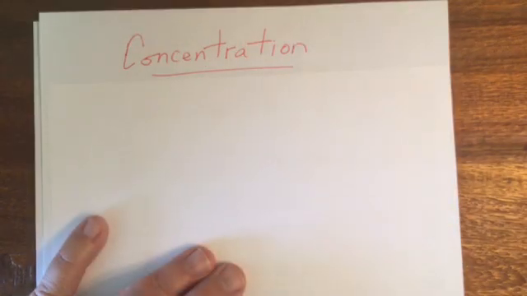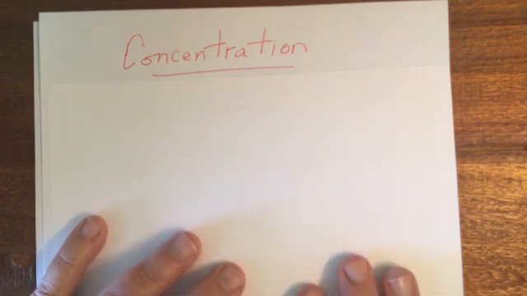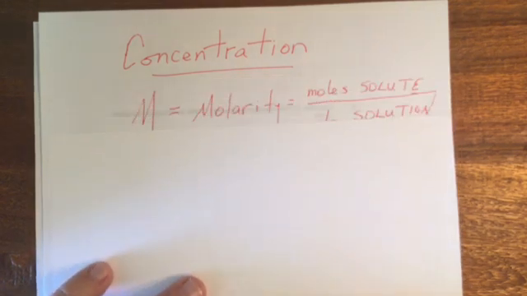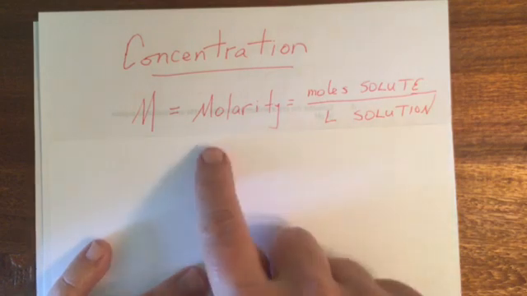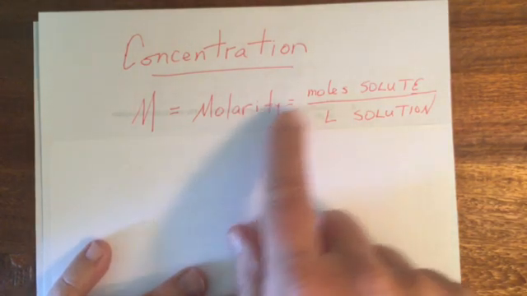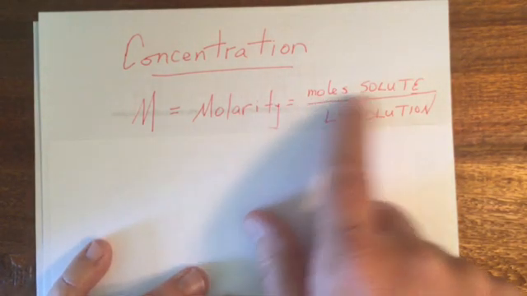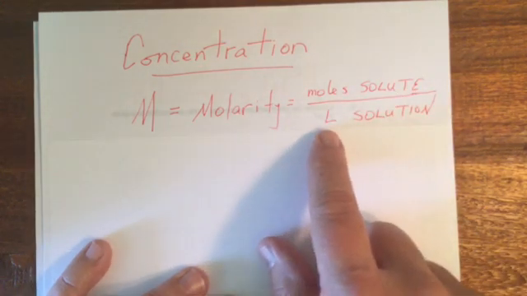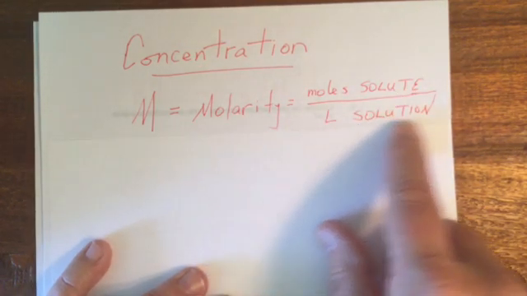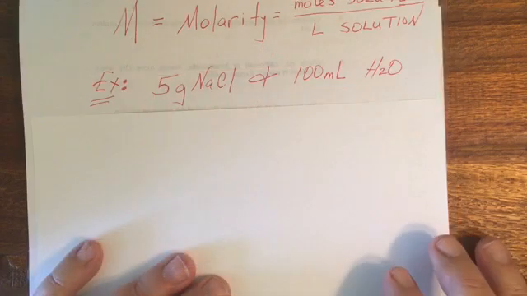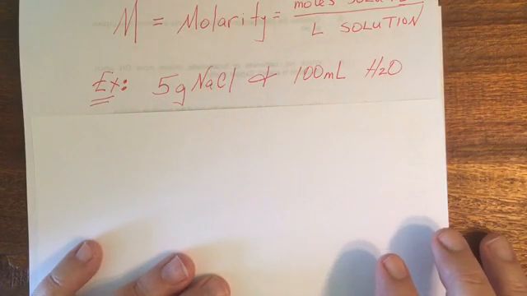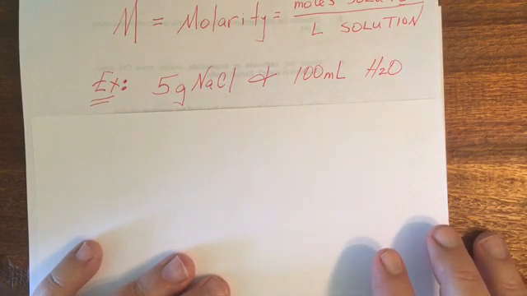In chemistry, we use a certain unit to measure the concentration of a solution. How much solute do you have in a given solvent? And in chemistry, we use the term molarity. Molarity is defined as the number of moles of solute divided by the volume in liters of solution. Let's calculate a solution concentration using this example.